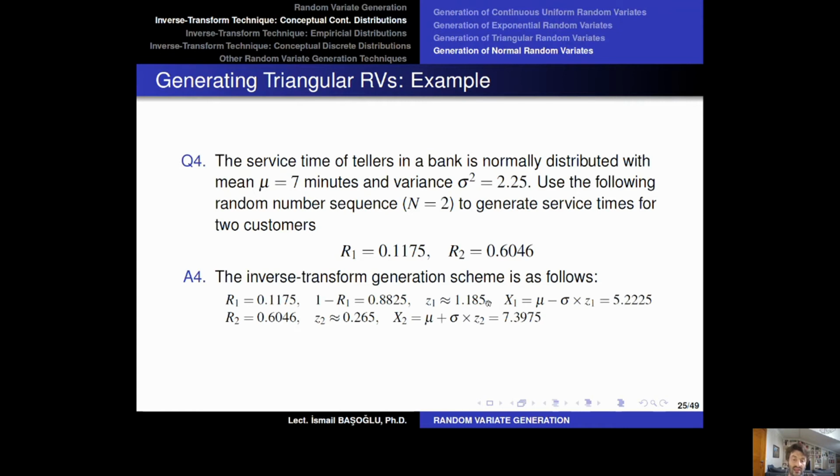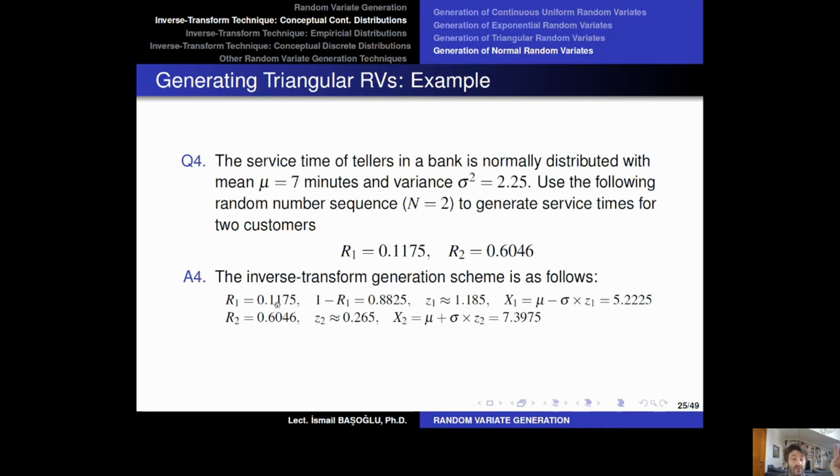Now for 1.185, we need to use the mu minus sigma times Z1 formula, because this is not the actual quantile that we are looking for. The actual quantile that we are looking for is the negative of this one, because the area on the left-hand side of minus 1.185 is equal to 0.1175. So we are going to use 7 minus 1.5 times 1.185, and that result is 5.2225.